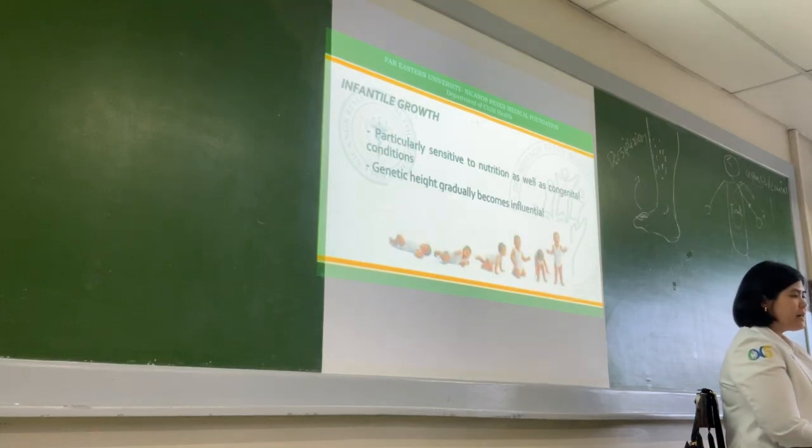Now during the infantile phase, the growth is particularly sensitive to nutrition as well as congenital conditions. So genetic height may gradually become influential. So you may see crossing of percentiles in the first years of life.